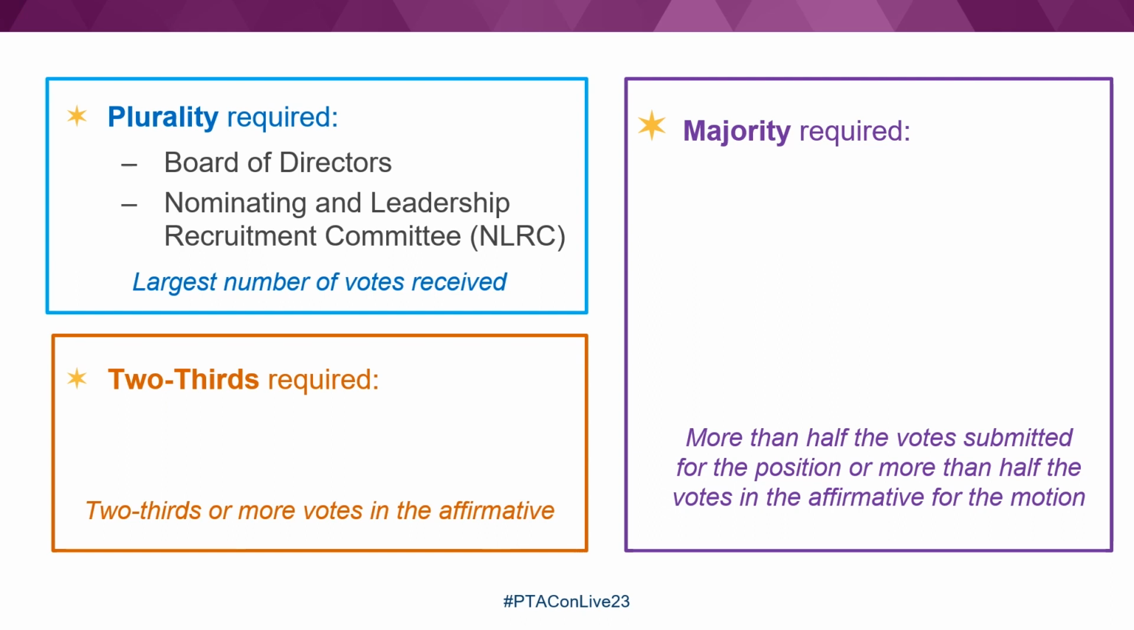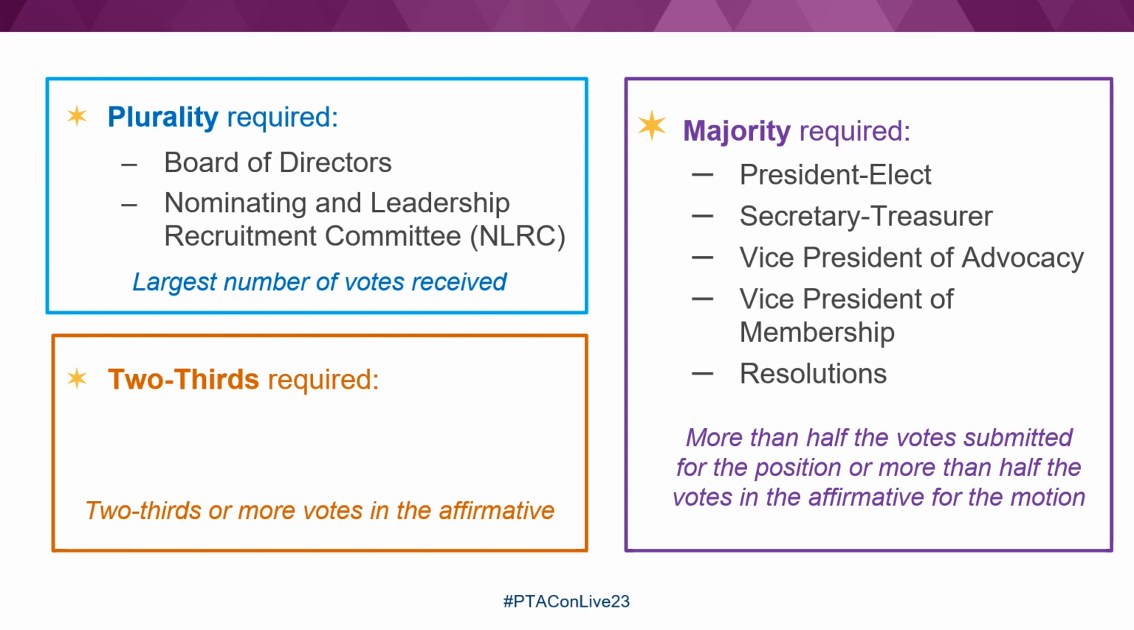Board and NLRC members are elected by a plurality vote, so that means that the 6 candidates who receive the most votes for board and the 2 candidates who receive the most votes for NLRC will be elected. Officers are elected by majority, so a candidate must receive more than half the votes cast for the position to be elected. A majority could be difficult to achieve if more than 2 candidates run for a single office, like this year. So National PTA is prepared for up to 2 runoffs, as you will see on the next slide.